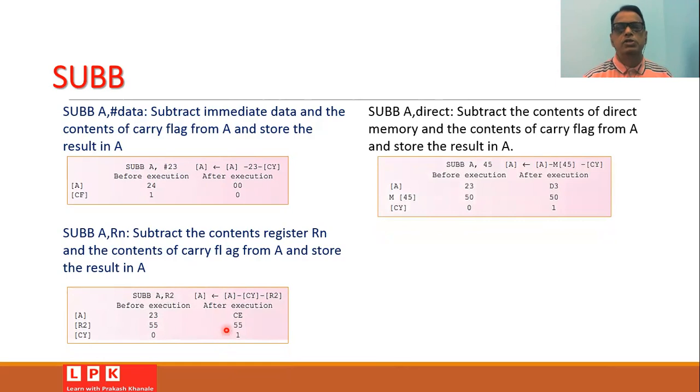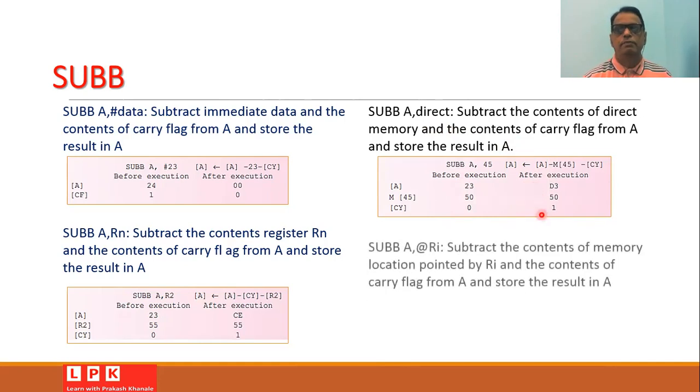Another form of the instruction is SUBB A, direct, where we can subtract the content of the direct memory and the content of the carry flag from the accumulator and the result will be stored in the accumulator. If we write SUBB A, 45, if A has 23, memory location 45 has 50 and carry flag is reset to 0, then we will get the result A is equal to D3 and carry flag will be set to 1.